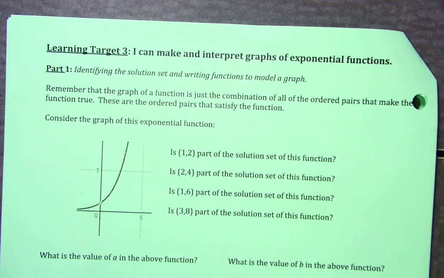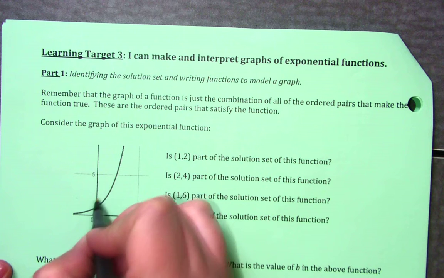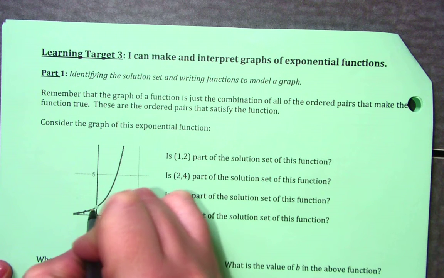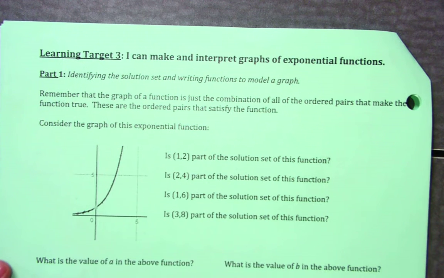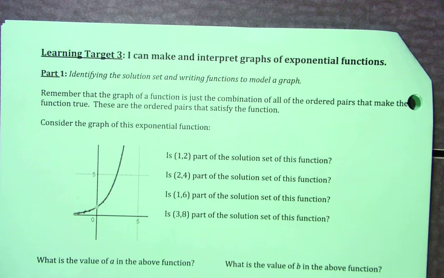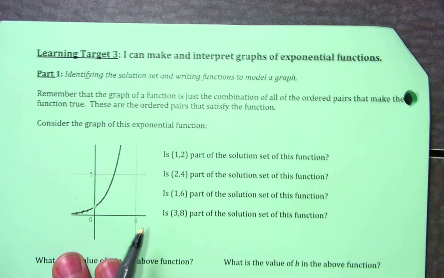So remember that the graph of a function is really just the combination of all of the ordered pairs that make the function true. So for example, the graph is really just saying that in whatever equation represents this, these are all of the xy pairs that are going to be okay to plug into that function and still make it a true function. These are just the ordered pairs that satisfy the function. And the graph is just the combination of all of them. So let's look at this graph.